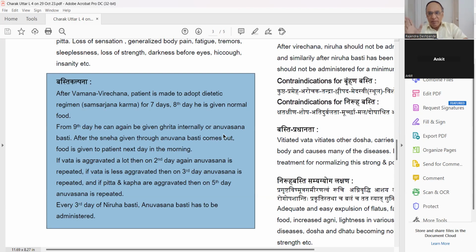D-E-C-O-C-T-I-O-N. Decoction enema. Kadha. Quath. Of course, there is oil, but basically kadha plus oil. And in Anuvasan, only oil, no kadha, no paste. I think the difference is clear.